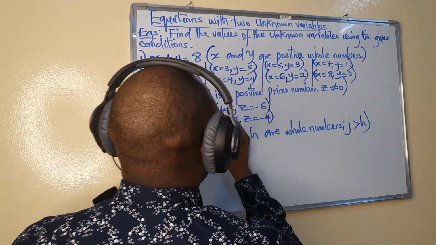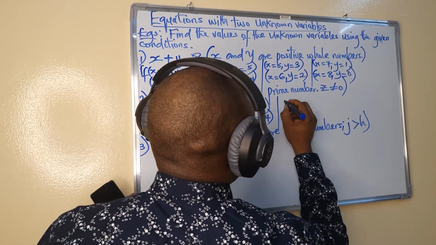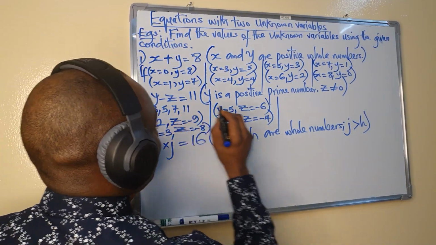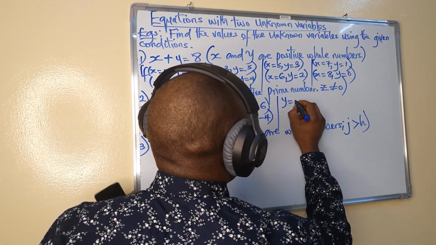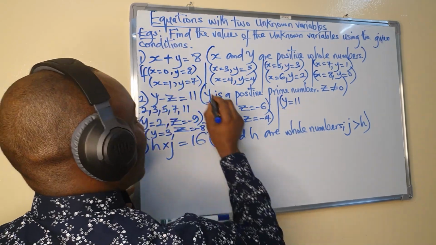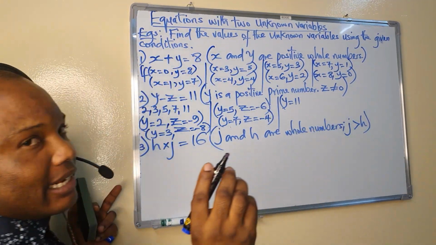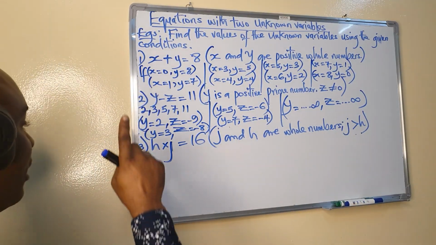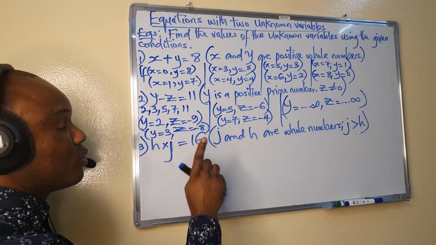So let's keep going. We've gotten this level. Next, y takes the value 11. When y takes the value 11, what happens to z? 11 minus 11 will be 0. We can take that. Now for the second example, we have h times j is equal to 16.